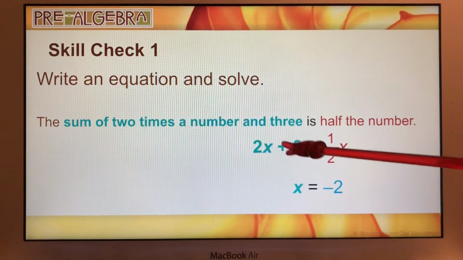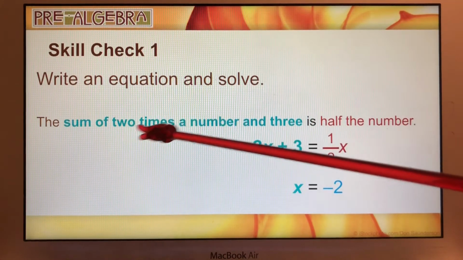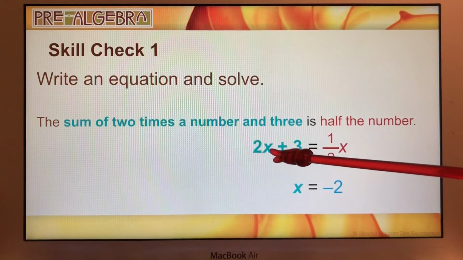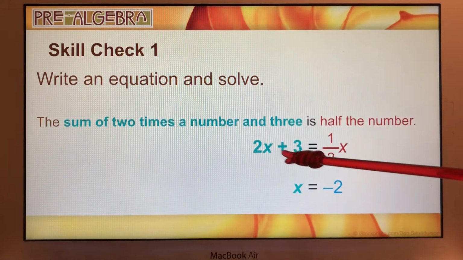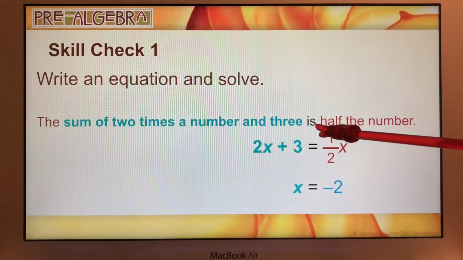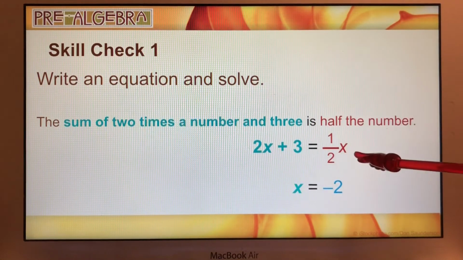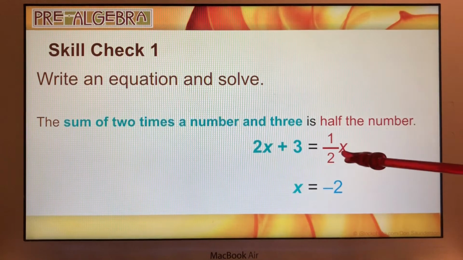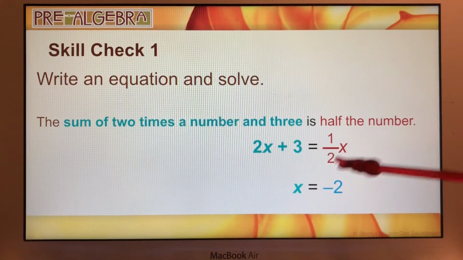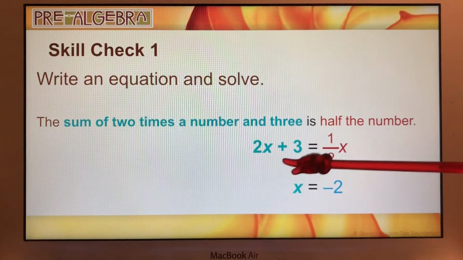The sum. We're going to be adding some things together. What are we adding? 2 times a number, that's 2x, and 3. So 2x plus 3, that's our sum right here. This is your equals half the number. Okay, so half the number, our number is x, right? Half of that is just 1/2 times x.